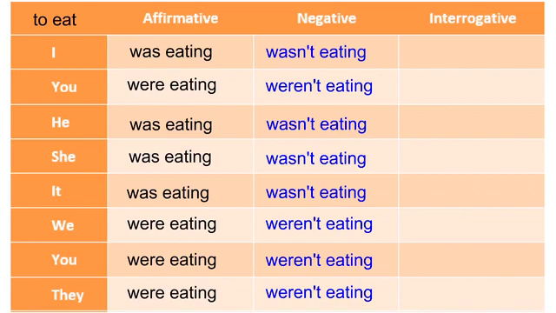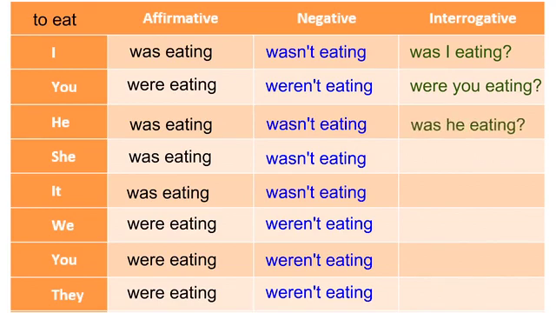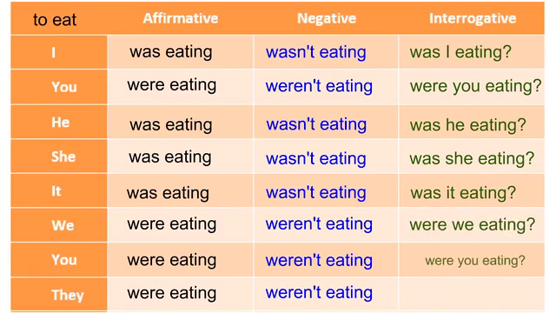In question form, we just invert the auxiliary with the subject and we add ing to the verb. So in first pronoun we say, was I eating? Were you eating? Was he, she, it eating? Were we, you, and they eating?